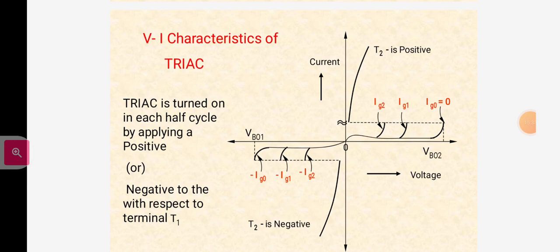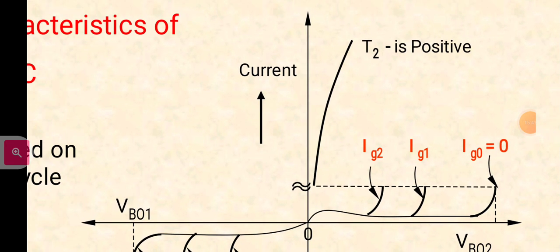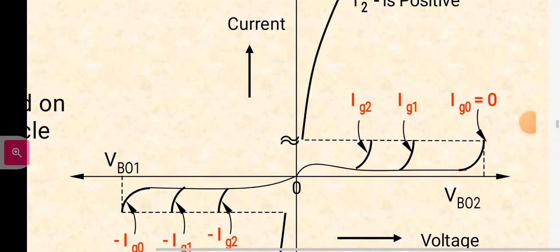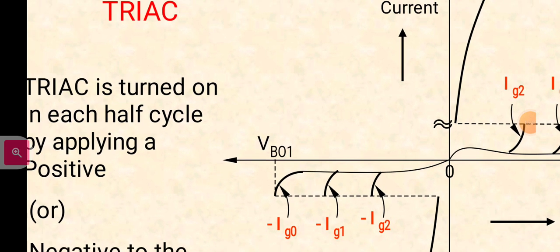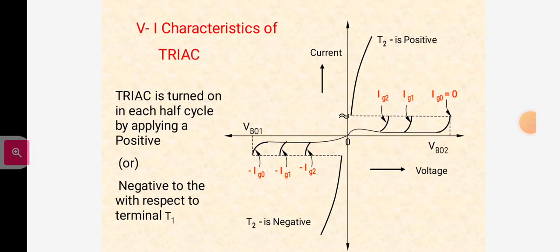Here in the positive half cycle in the first quadrant the breakover voltage is VBO2, and in the third quadrant the breakover voltage is VBO1. The triac can be turned on in each half cycle of the applied voltage by applying a positive or negative voltage to the gate with respect to terminal T1.